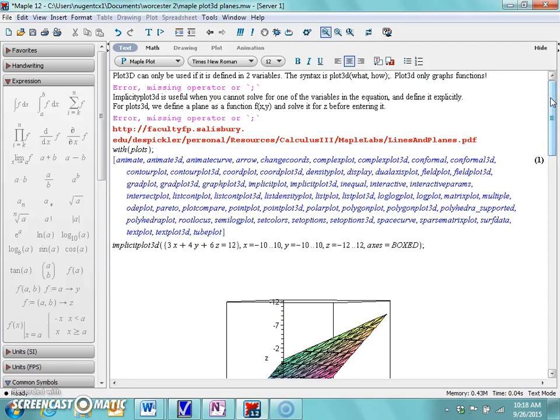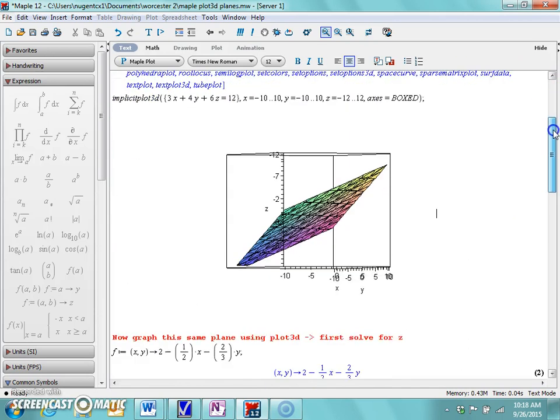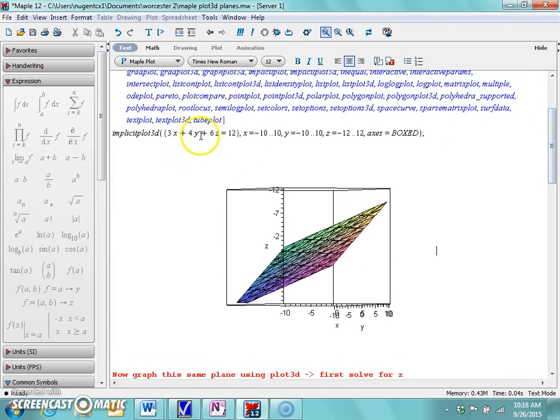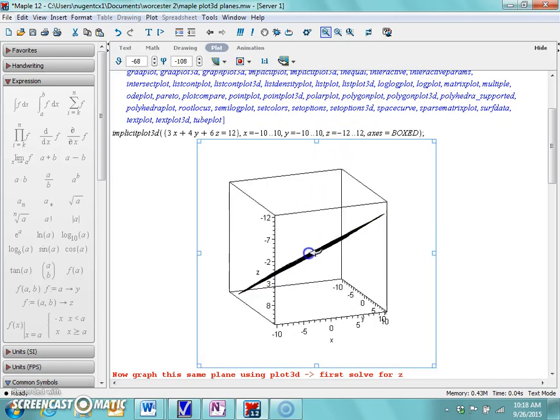There's a couple different things you can use. Maple is one of them. It lets you do pretty much any kind of math and visuals as well. So what I'm going to do is graph it. 3x plus 4y plus 6z equals 12. I'm going from negative 10 to 10 and negative 12 to 12 with z.